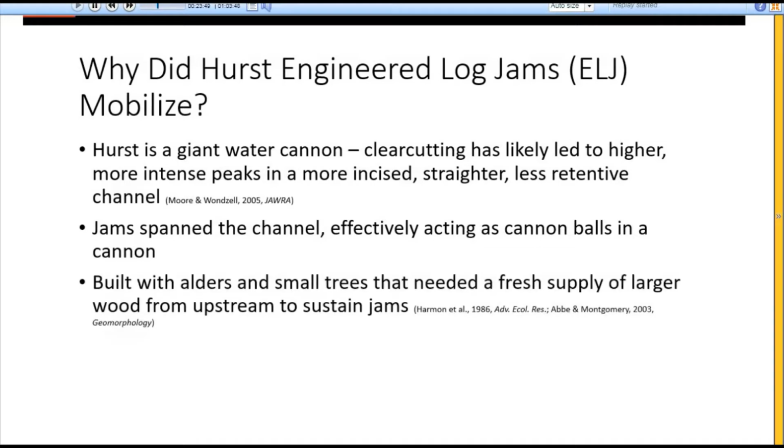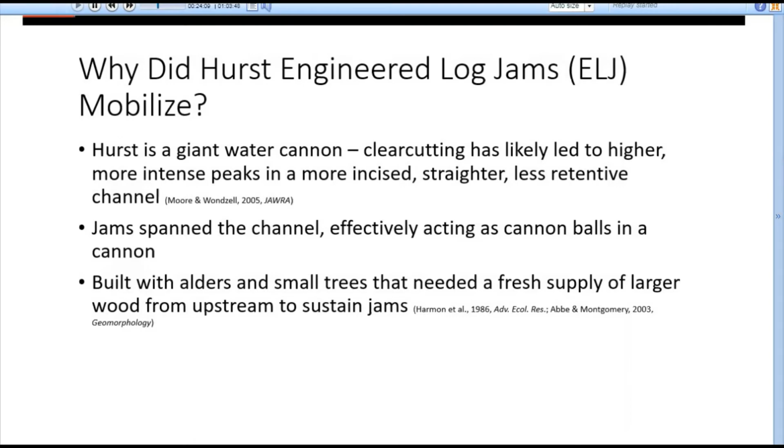And on top of that, these jams, due to project restrictions and some habitat restrictions in the area, were built with alders and small trees that, to be sustained through time, really needed a fresh supply of ideally medium to large conifers that are a little bit more decay resistant coming in from upstream.